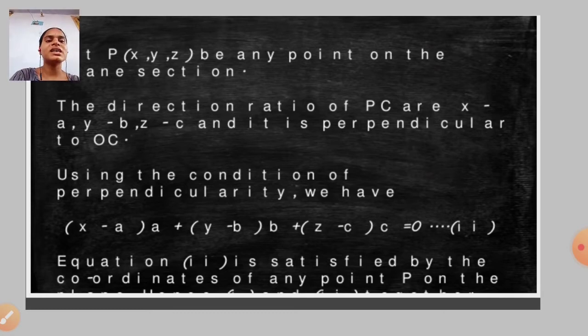Let P of x comma y comma z be a point on the plane section. The direction ratios of PC are x minus a, y minus b, z minus c, and it is perpendicular to OC, whose direction ratios are a, b, c. Using this condition of perpendicularity, we have (x minus a) into a plus (y minus b) into b plus (z minus c) into c equals 0. Consider this as equation 2. Equation 2 is satisfied by the point P on the plane.